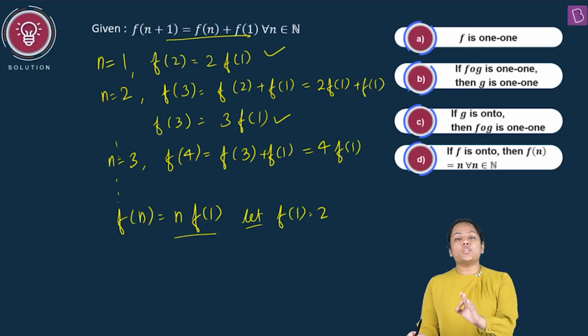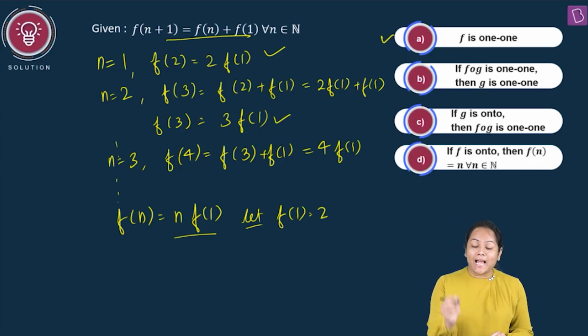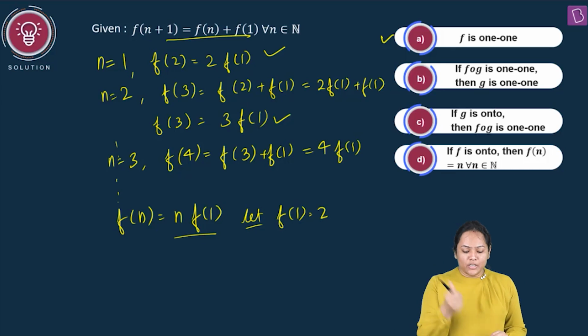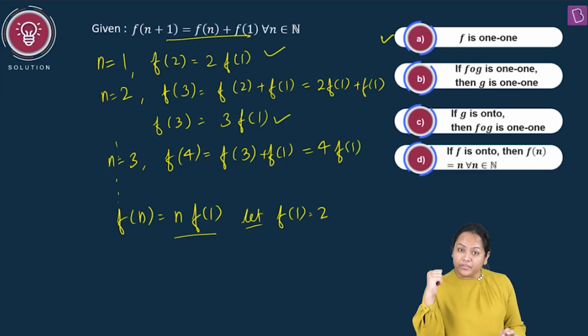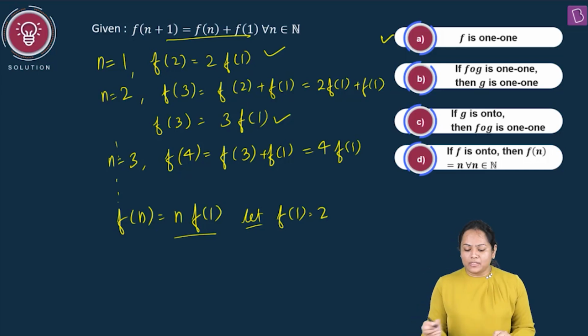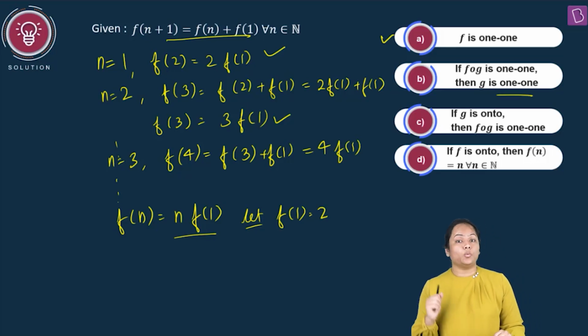So is my function 1-1 or many-one, guys? Well, for one value of x, I'll get only one value of y. Right? So definitely my function has to be 1-1. So this one is true. We have to find which of the following is not true. Clear? Okay, moving further, the second option says if fog is 1-1, then g is 1-1.